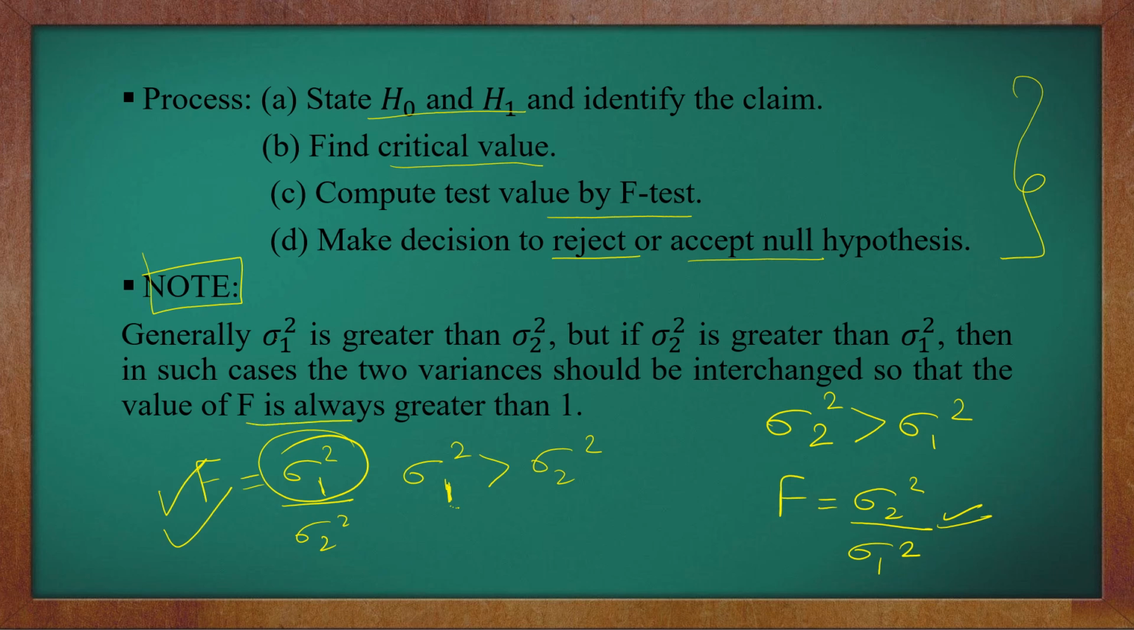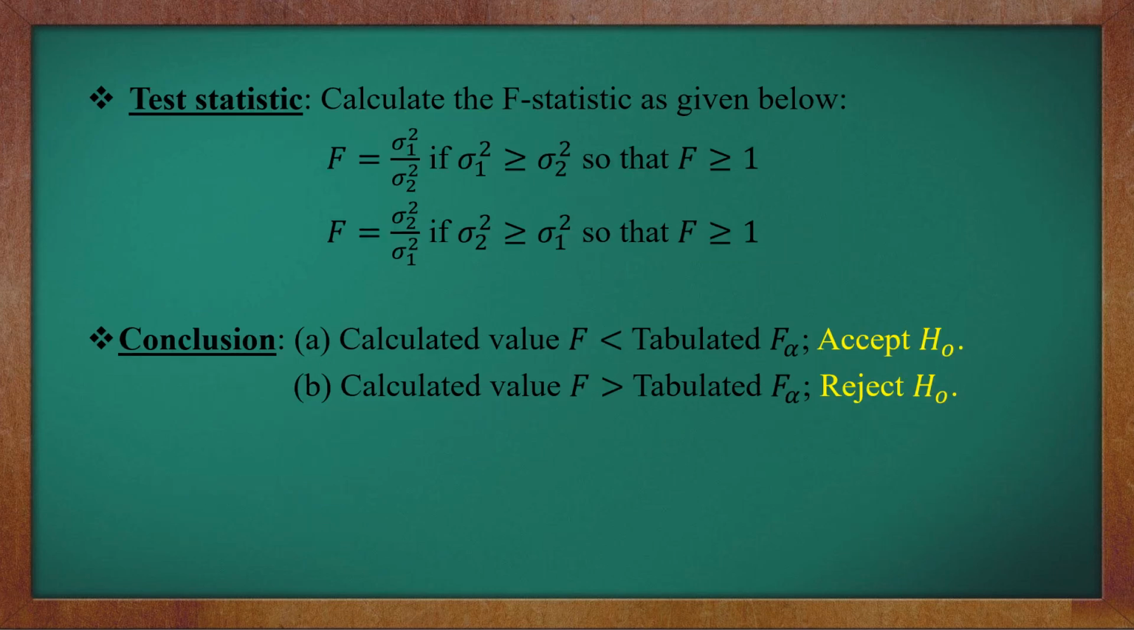Why? Because F is always greater than 1. Remember, your F value should always be greater than 1, and it will be greater than 1 only if you go accordingly in this scenario. Otherwise, you are making a mistake. So it's very important. If sigma 1 square is greater than sigma 2 square, go for this one. If sigma 2 square is greater than sigma 1 square, then this formula. If the calculated value is less than the table value, accept the hypothesis, otherwise reject.